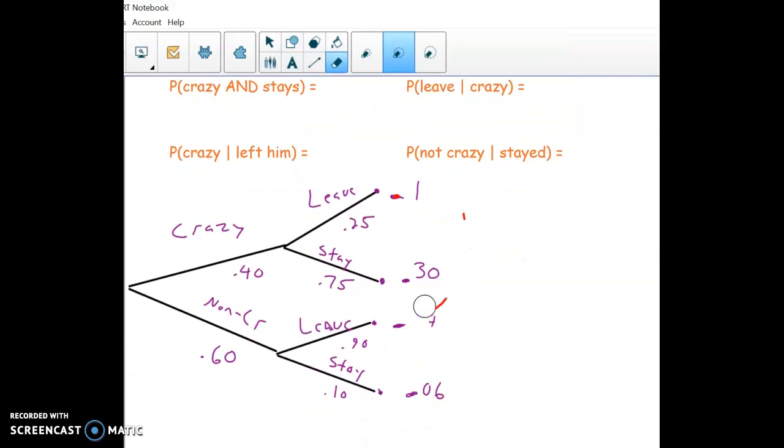So I'm going to give you a chance. What's the... oops, I didn't want to do all that. Non-crazy and stays. Okay, so non-crazy stays is just one of the dots again. So non-crazy stays here, right? So just follow that non-crazy stay branch, and that's just 6%.